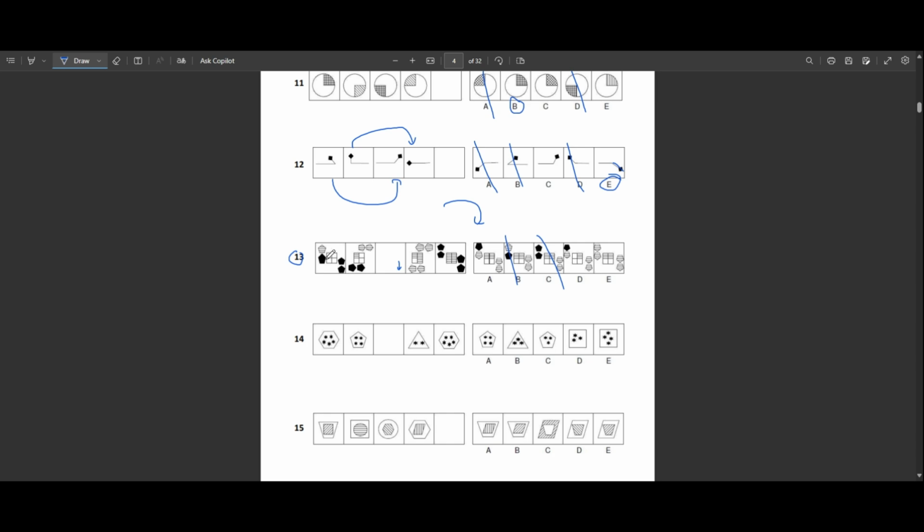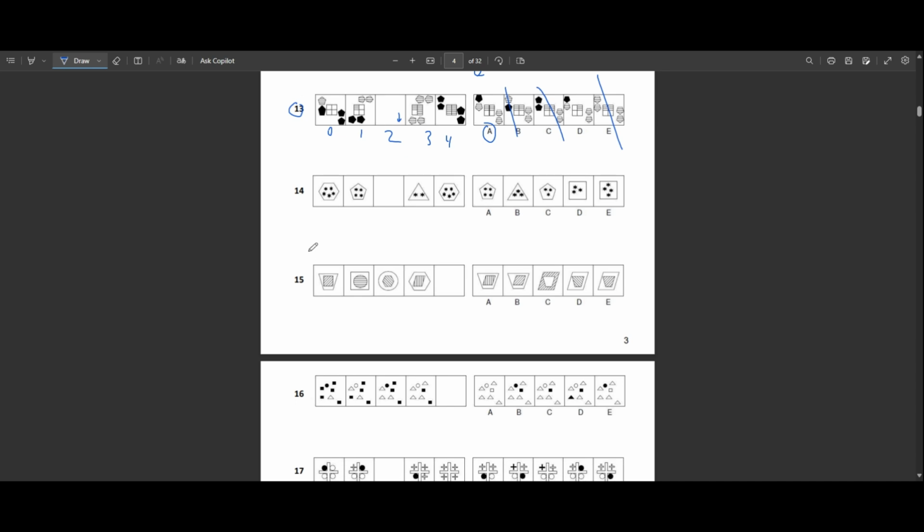What else is changing? Each time one of these black pentagons is turning into striped. So we should have 3 striped pentagons. It can either be D or option A. On top of that, one of these squares is also becoming striped. Look, it's 0 striped, then 1, then 2, then 3, then 4. Okay, it's going to be 2, which is option A.